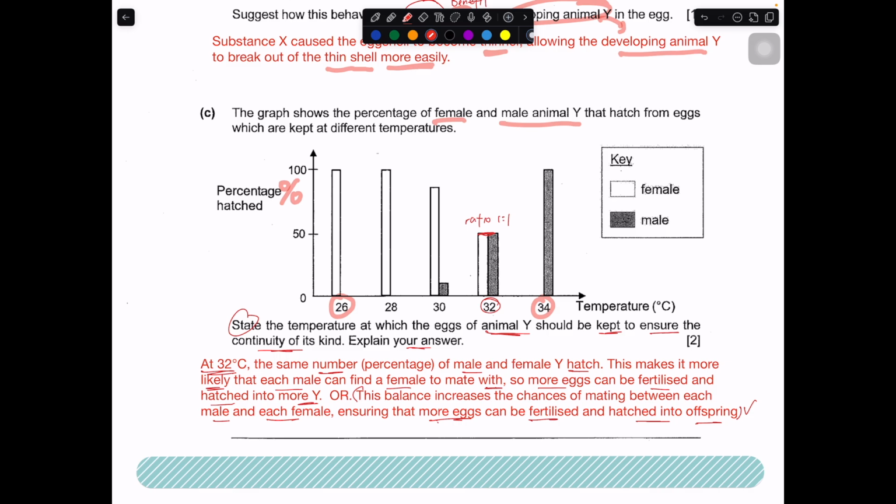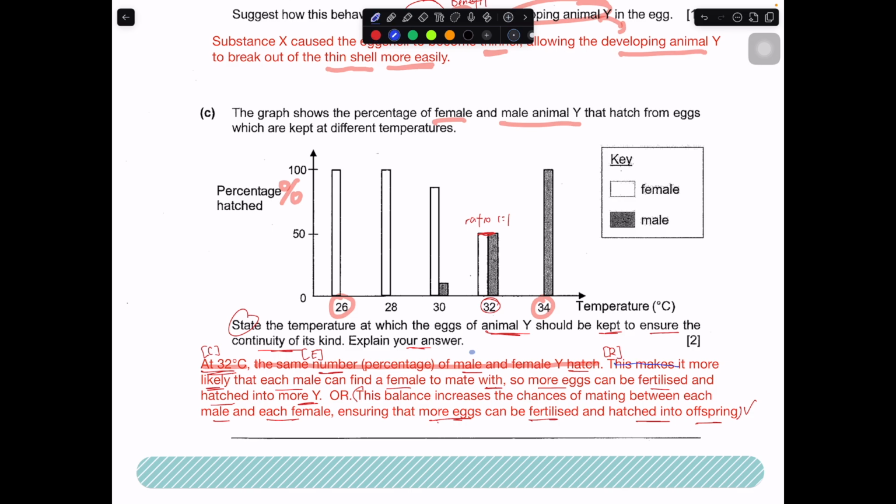So let me just highlight this part. At 32, the same number of male and female hatch. This is the evidence. Maybe let me just quote it here. This is the evidence. This is the choice. This part is your reasoning.